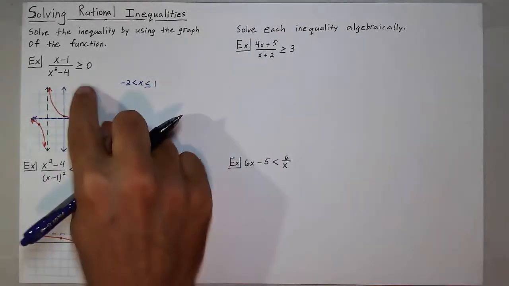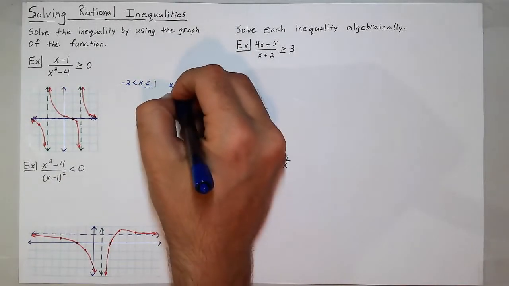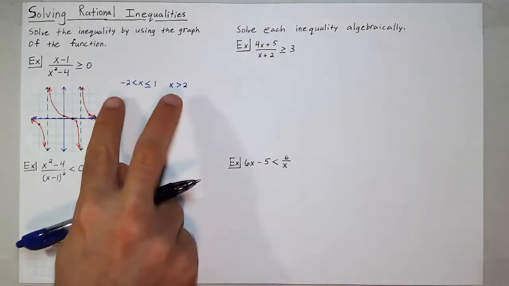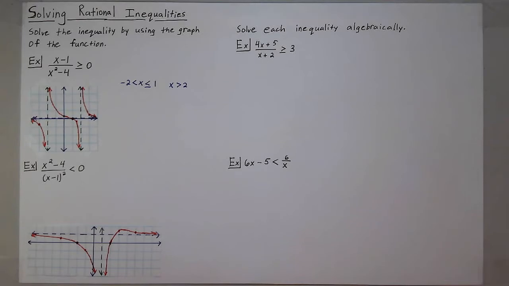And then I see it's above the x-axis from 2 onward whenever x is greater than 2. Now I don't include -2 or 2 because those are vertical asymptotes and the function is undefined at those spots.